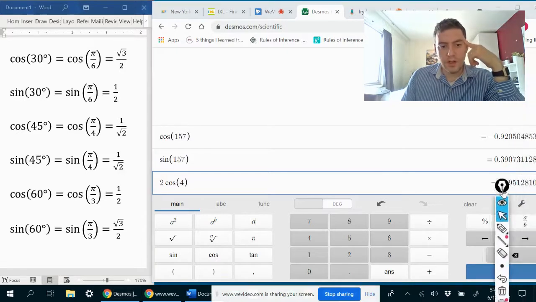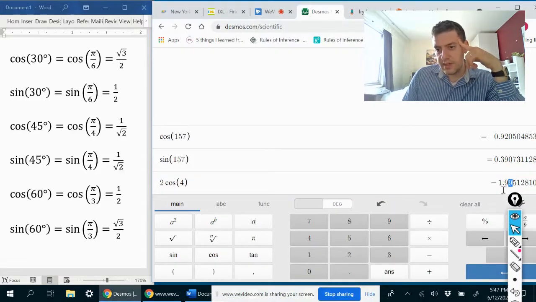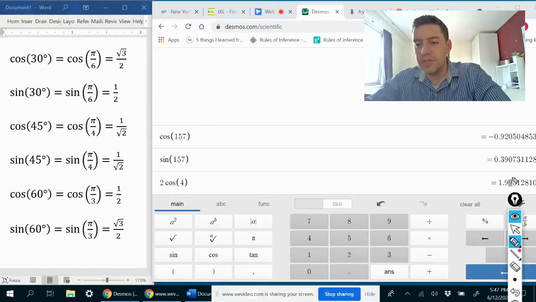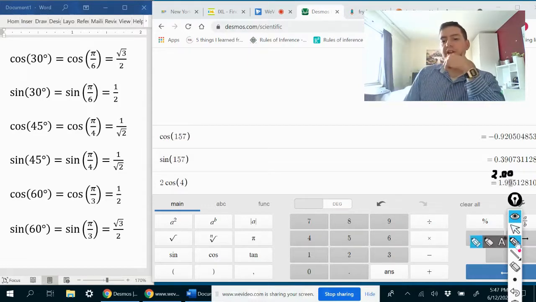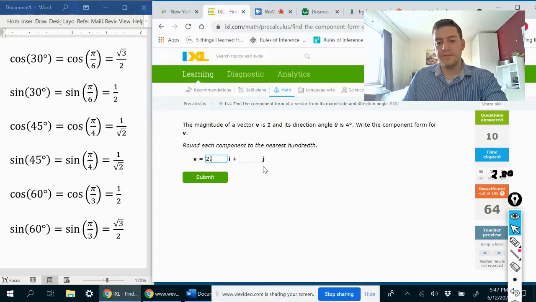So 2 times the cosine of 4 degrees to the nearest hundredth. This is the hundredths place right over here, 2 places after the decimal point. The next digit over is a 5, so this should get bumped up by 1, which would make it a 10, so we put a 0 here and carry the 1 over to here. 9 plus 1 is 10 again, so we have a 0 here and carry the 1. 1 plus 1 is 2. So we're going to get 2.00 for the horizontal component.